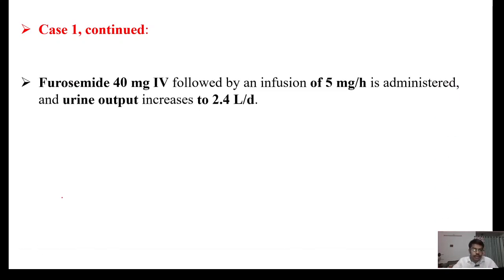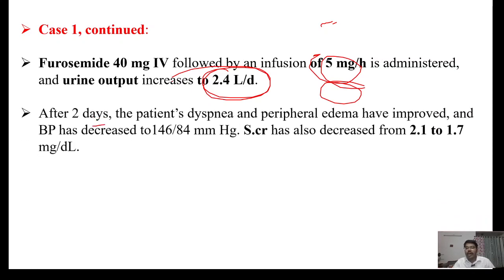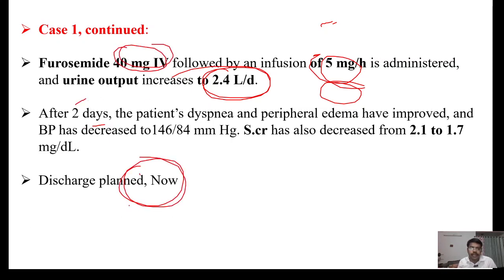Just one extension of the same question. Okay, we have given Lasix, furosemide 40 mg IV. Okay, this patient received an infusion of 5 mg per hour and his urine output has increased, and over the next 2 days the patient is symptomatically better. His AKI, hypertension are all improving, volume overload symptoms are also improving. Now you are planning to discharge this patient. So how are you going to convert this furosemide from IV to oral?